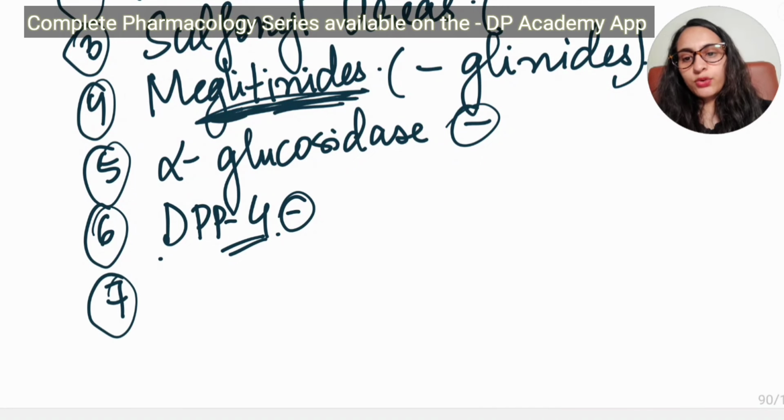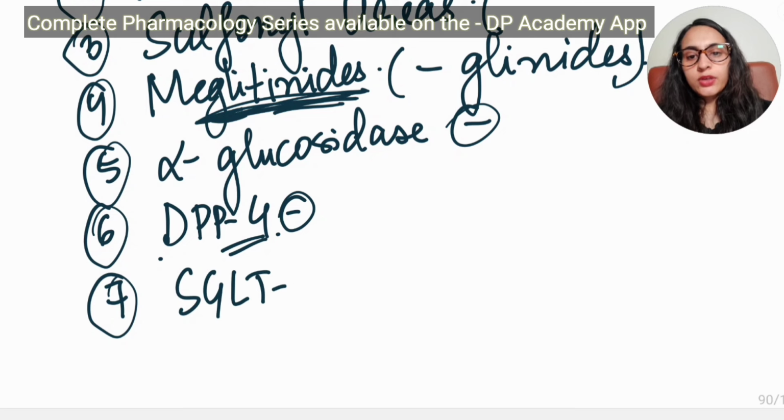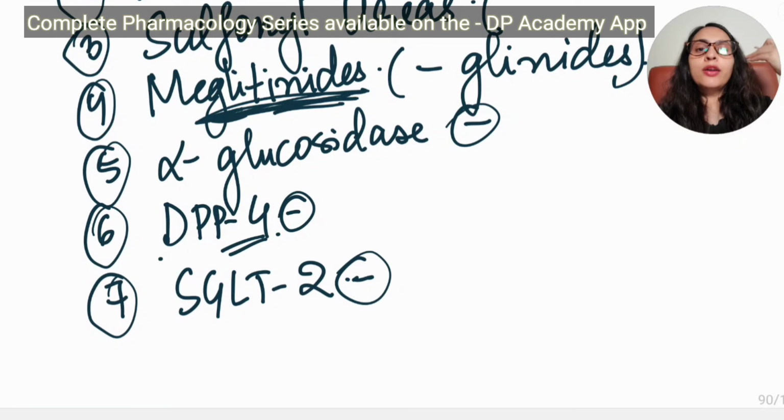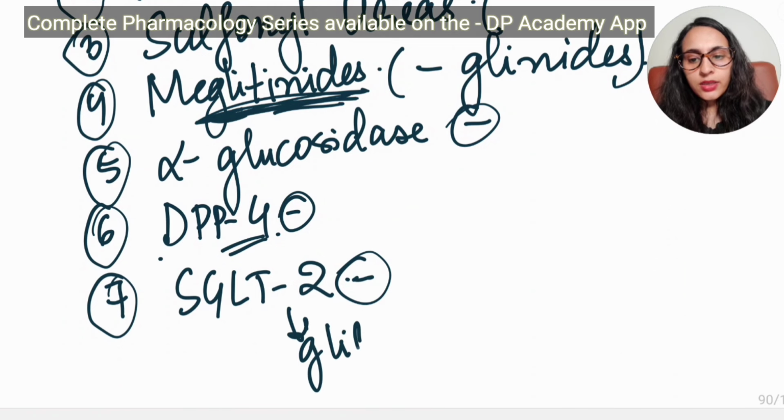Another one is SGLT2 inhibitors. Now, this is sodium glucose cotransporter, and the function of this cotransporter is that it reabsorbs sodium and glucose back into the blood from the kidneys. Now, we do not want glucose to enter the blood because the patient is already diabetic. So in that case, we give inhibitors of SGLT so that glucose is excreted in the urine. So these are the drugs that end with gliflozin.